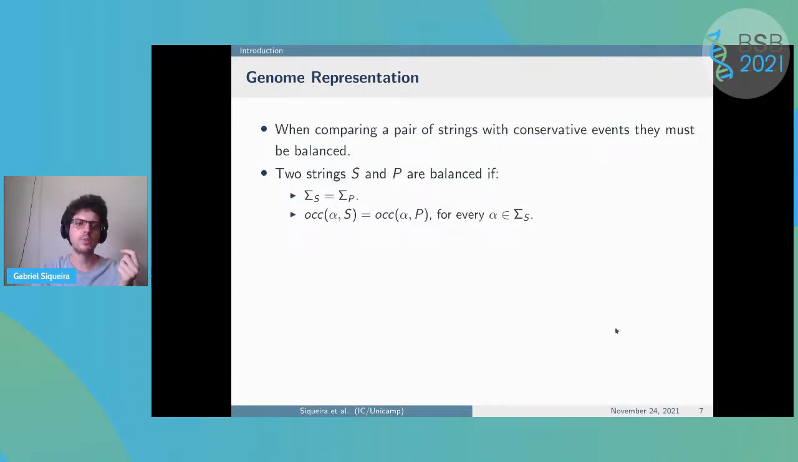When using this representation, one important restriction when you're dealing with conservative events is that the strings must be balanced. Two strings are balanced if they have the same alphabet, and the occurrence of every symbol is the same in both strings. This essentially ensures that we can transform one string into the other by just changing the order and orientation of the characters. So conservative events can transform one string into the other.